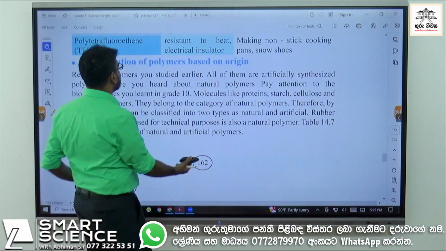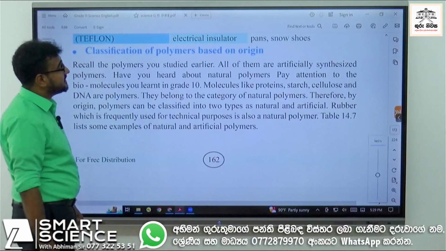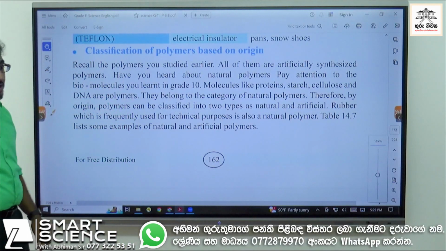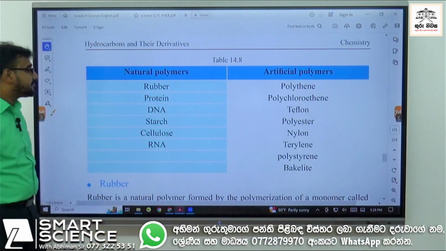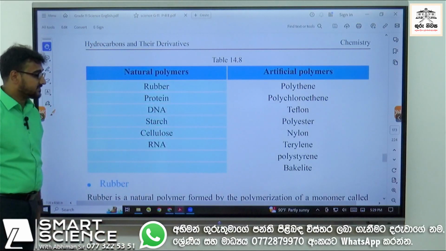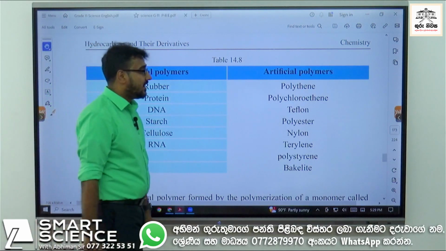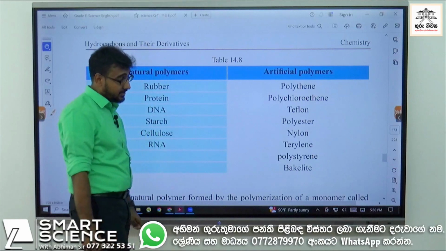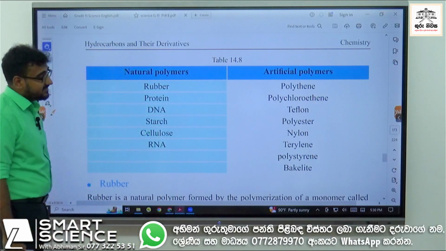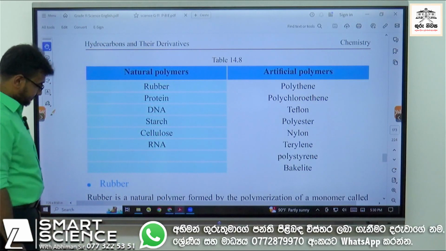Then, classification of polymers based on the origin. How? Natural and artificial. Natural: rubber, protein, DNA, starch, cellulose, RNA. Artificial: polythene, polychloroethene, Teflon, polyester, nylon, terylene, polystyrene, bakelite.